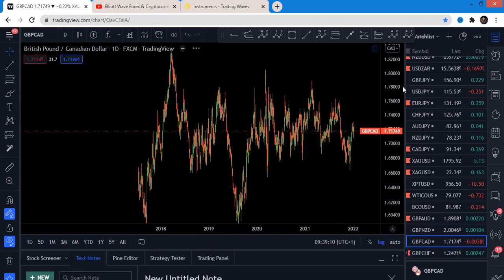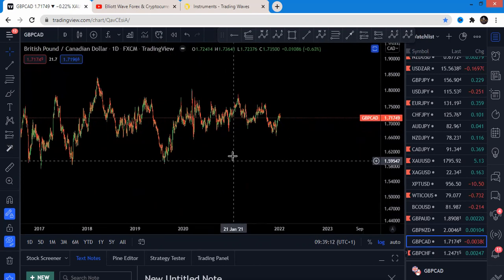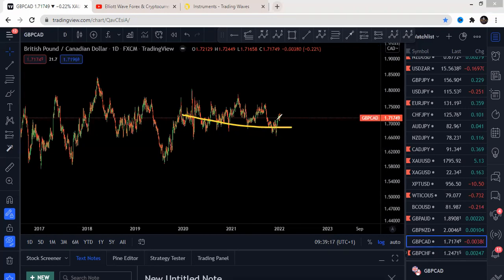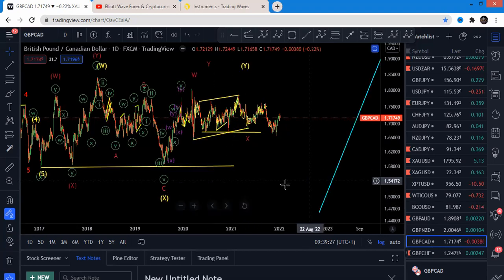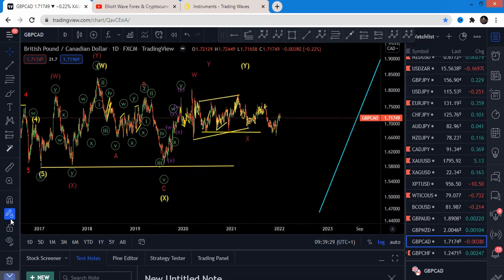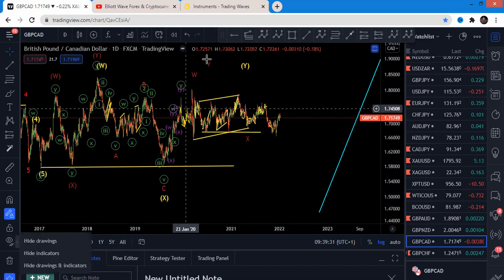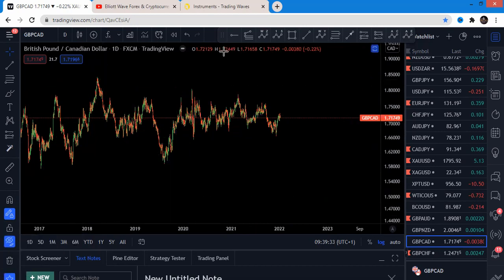Okay, so let's have a look here. Now, if you look at pound CAD, it's got a pretty complex structure here. We need to understand this. We don't just look at this as waves that are overlapping. There is a clear pattern here that we need to identify. Let's have a look here. Let's switch that off here. Now, if you look at this, I need to switch off all the labelings there.